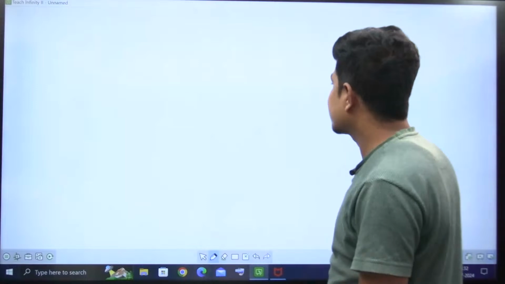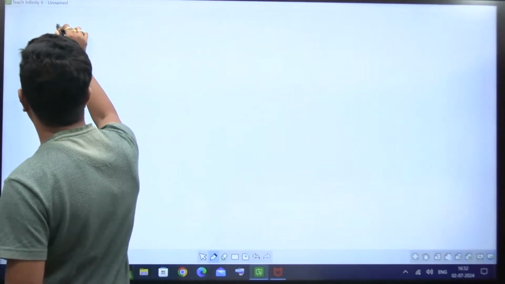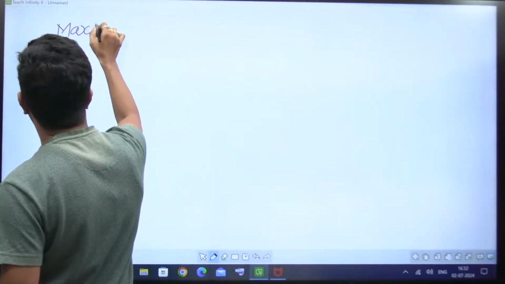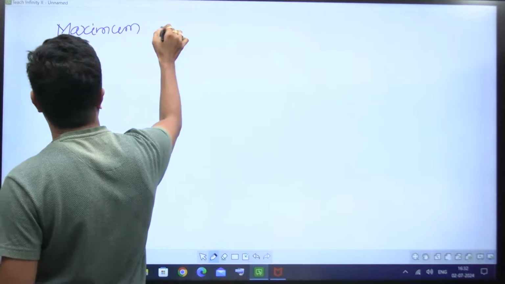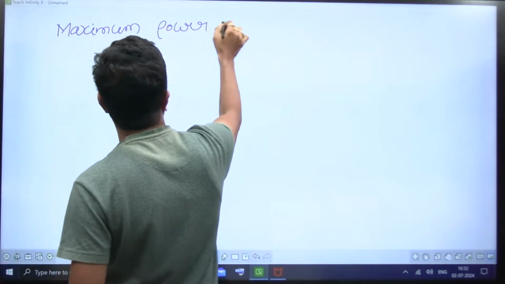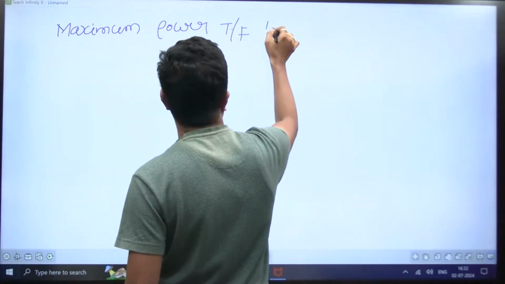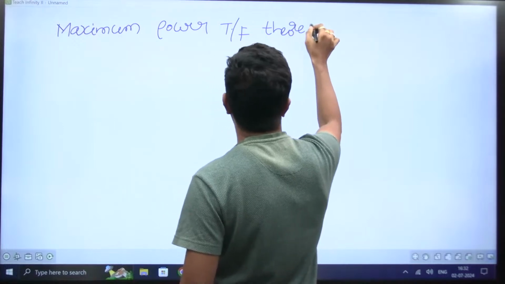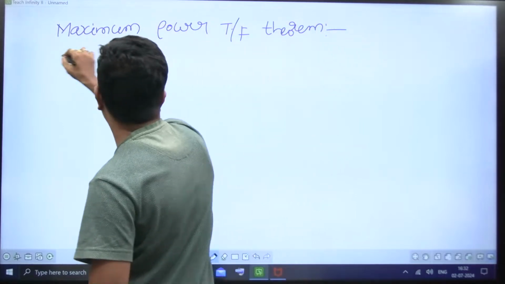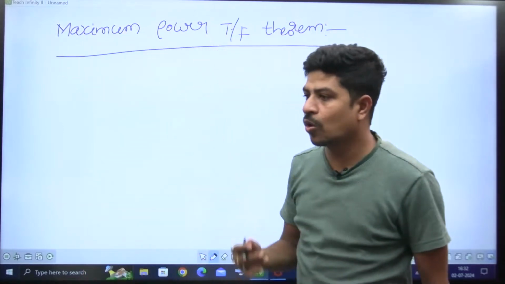What is the maximum power transfer theorem, MPT? Maximum power transfer theorem. This is also applicable for linear bilateral networks only.